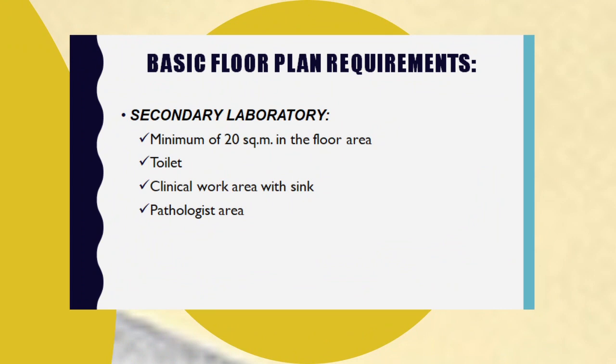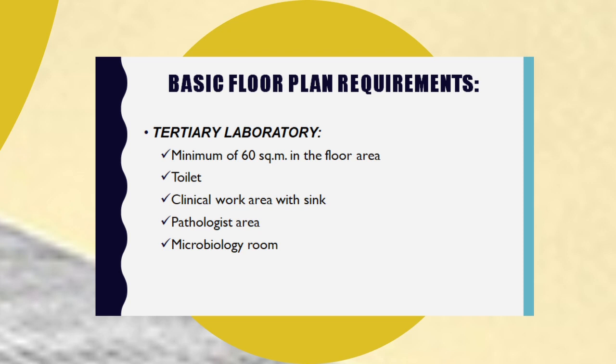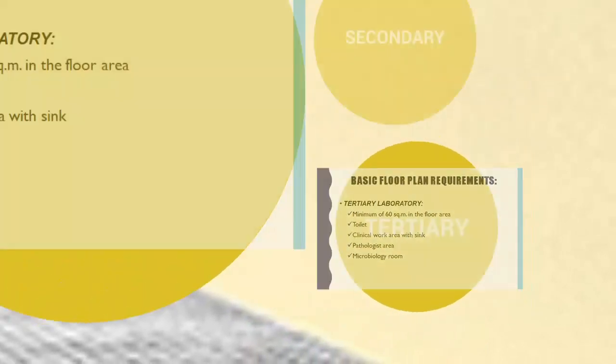For the secondary laboratory, you must have a minimum of 20 square meters in the floor area, a toilet, a clinical work area with sink, and a pathologist area. And for the tertiary laboratories, they must have a minimum of 60 square meters in the total floor area, provision for toilet, clinical work area with sink, pathologist area, and microbiology room.